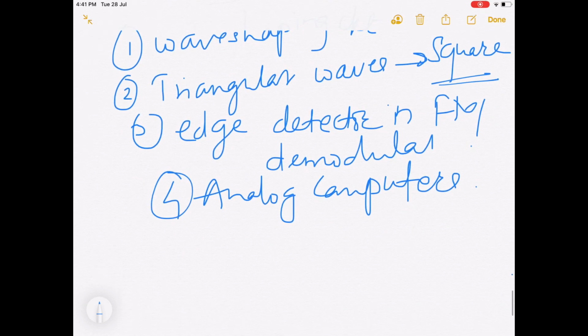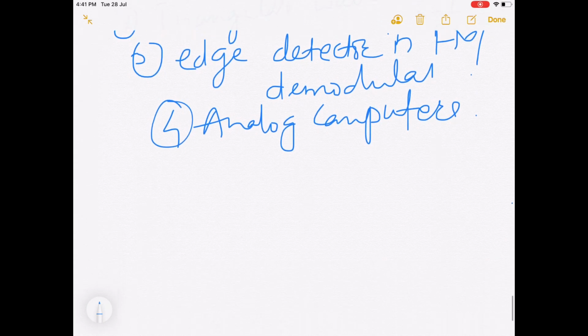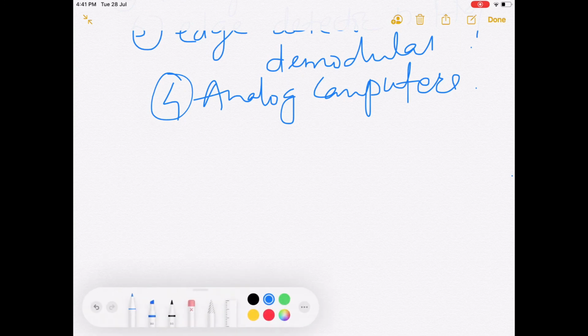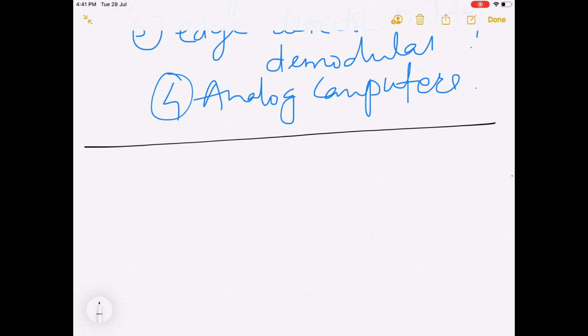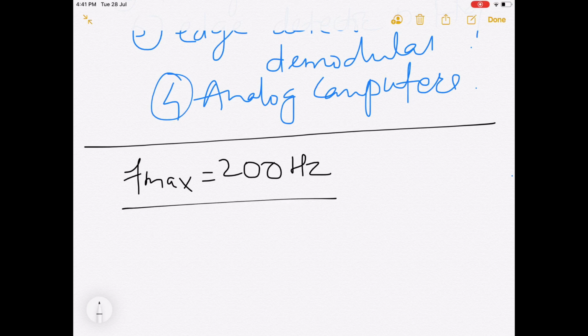Now, we will see a sum on designing a differentiator. There may be a question like this: design a differentiator using op-amp to differentiate an input signal with f max equal to 200 hertz. So, we have only this parameter, and now we have to do the designing.